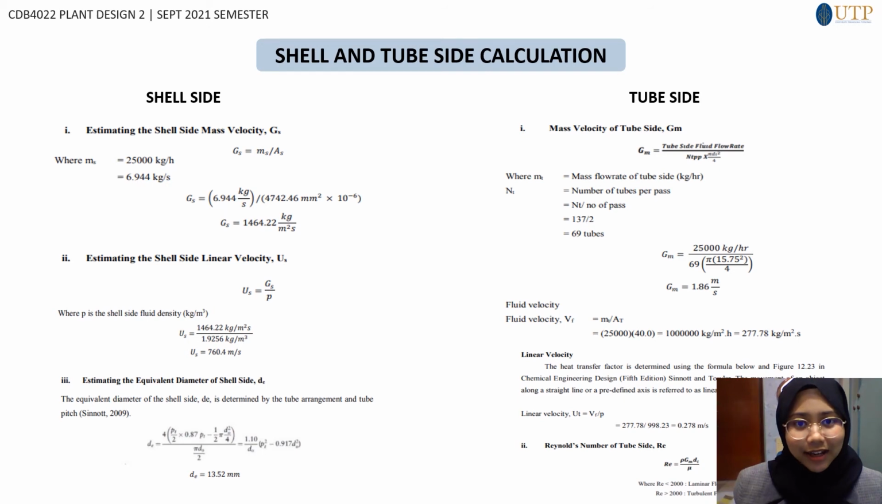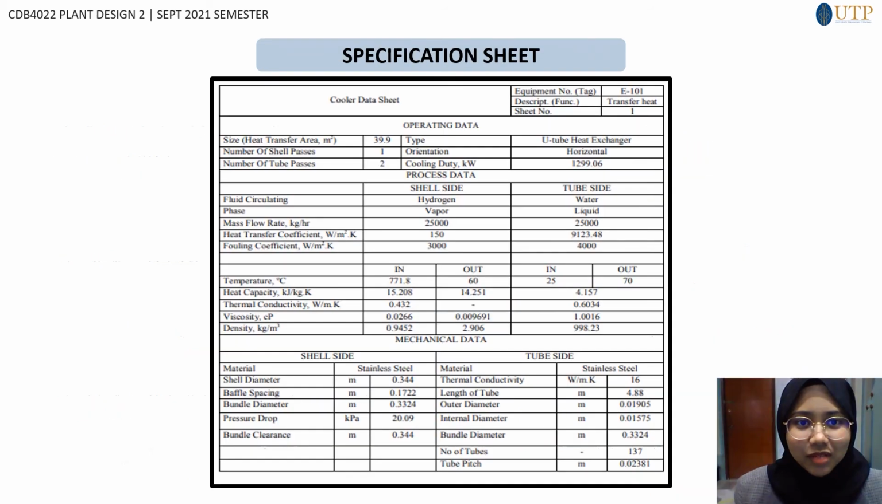In this slide can be found the sample calculation for the shell and tube side for the cooler. Detail can be referred to in the report. In this slide, it shows the specification sheet for the unit, which contains the operating data, operating conditions, and the mechanical data of the equipment.